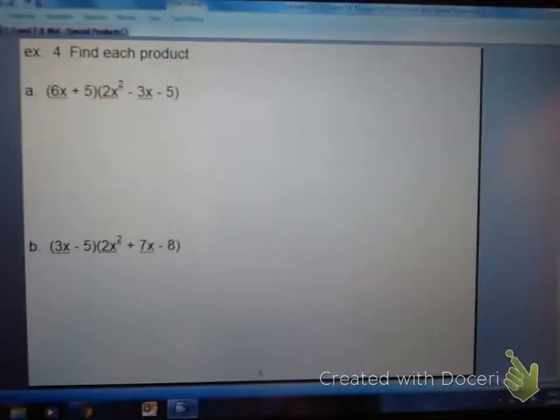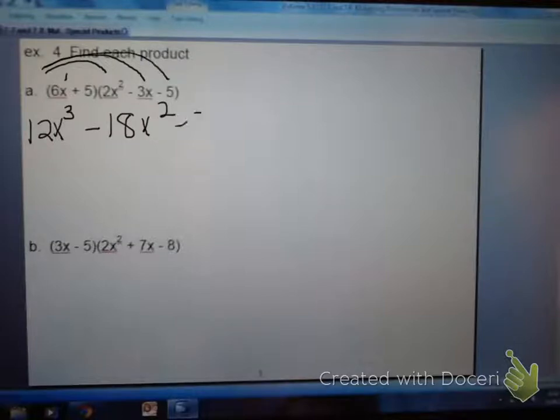Example 3, we are multiplying a binomial times a trinomial. When you multiply a binomial times a trinomial, basically it's doing the distributive property 2 times. We have to first multiply 6x times each term in that trinomial. So we get 12x cubed. Now be very careful about that. Remember, when you multiply variables, you add the exponents. That's an x to the 1 power. So x to the 1 times x squared is x cubed. Then we're going to multiply 6x times a negative 3x, which is a negative 18x squared. Then we multiply 6x times a negative 5 and we get negative 30x.